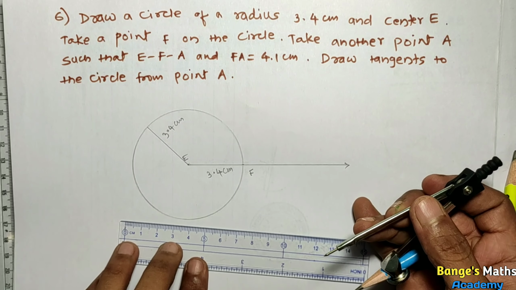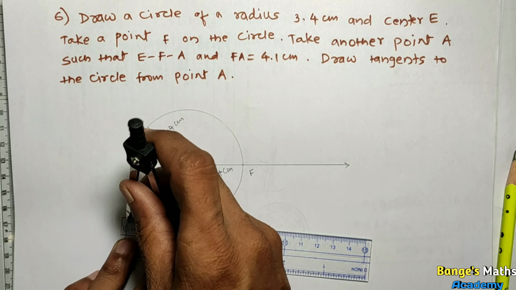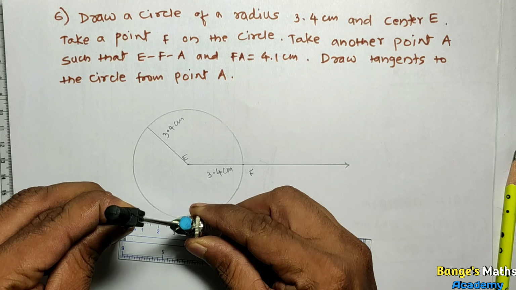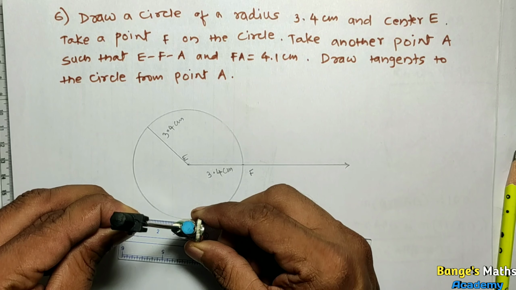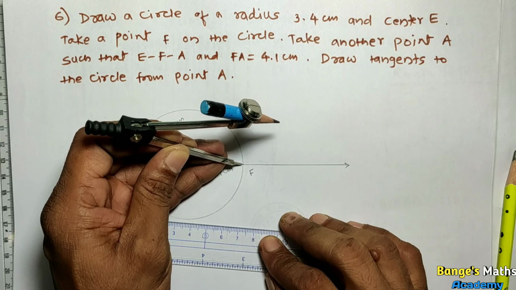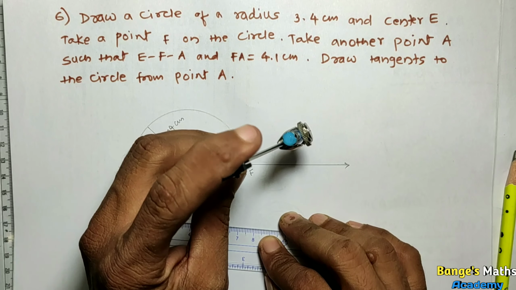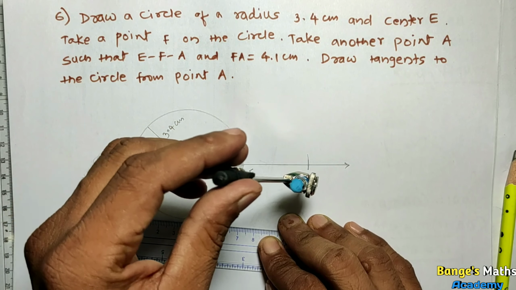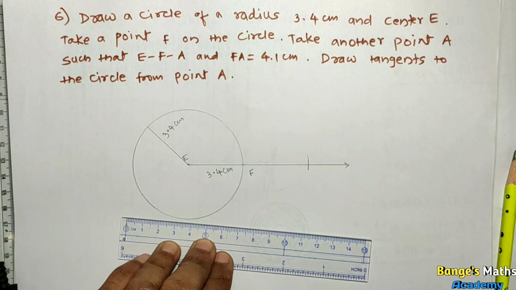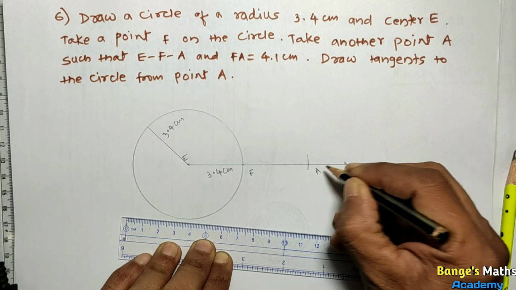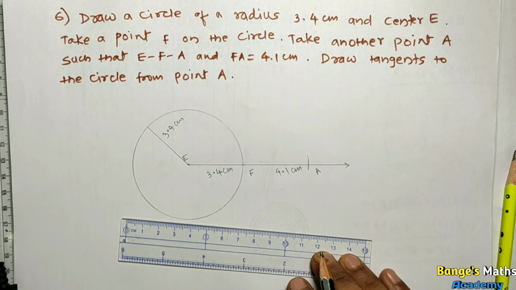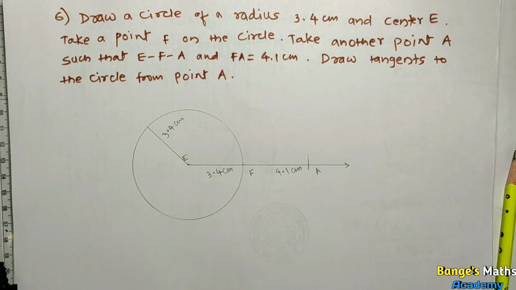So take distance in your compass 4.1 centimeter. And put compass on point F and draw an arc intersecting to ray EF. So we get the position of point A. So FA distance is 4.1 centimeter. We have to draw tangents passing through point A.